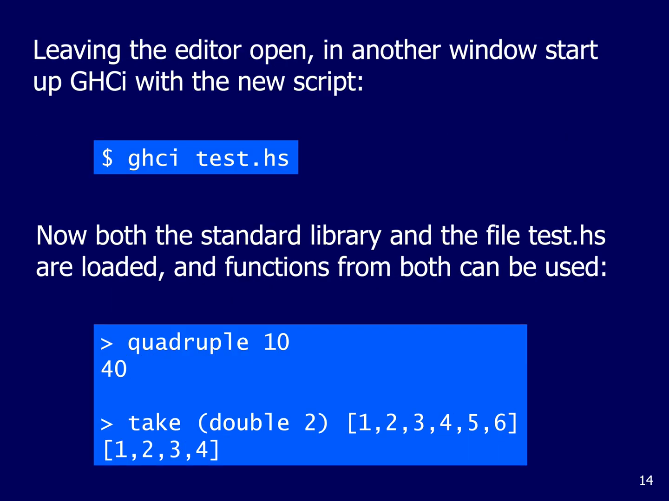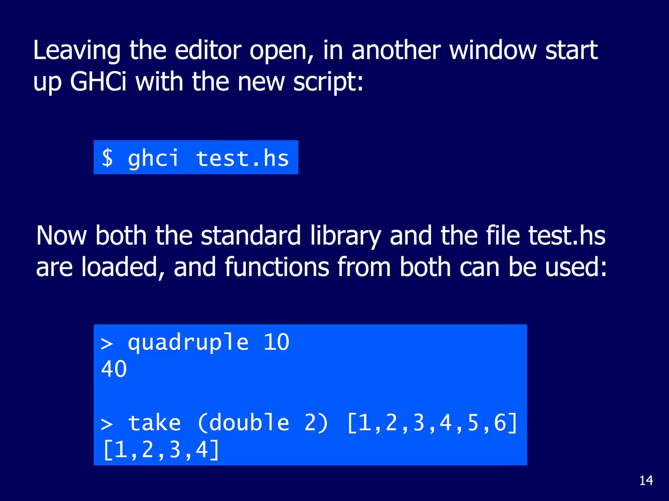So what you could then do is leave the editor open and in another window, start up the GHCI system with the new script. So I've got my little Apple command prompt here, and I type GHCI test.hs, and it will load the script in, and if everything's okay, then you can use functions from your script. And in fact, you can use functions from the standard library and your script as well.